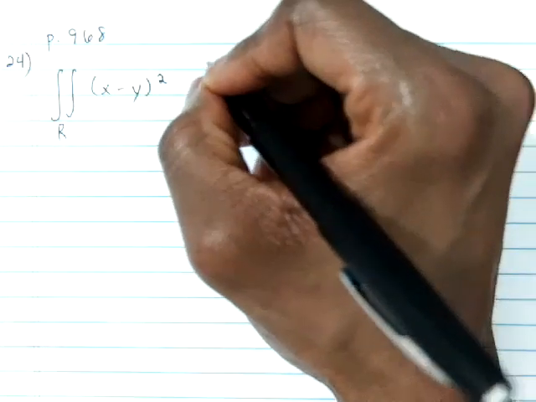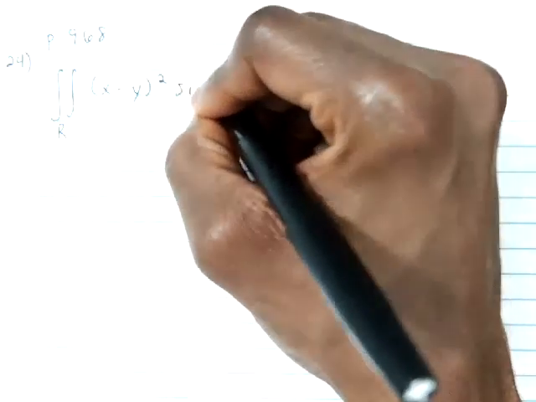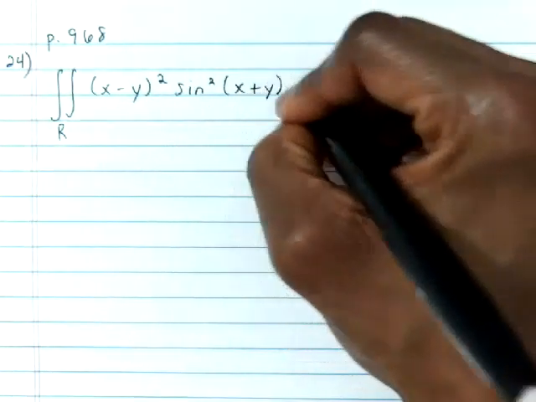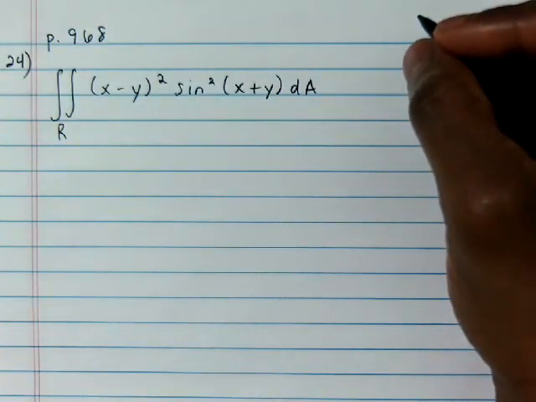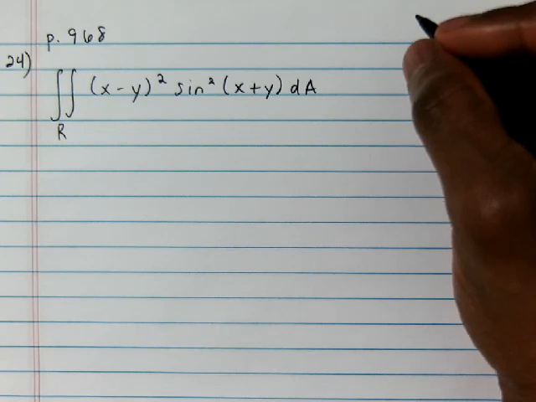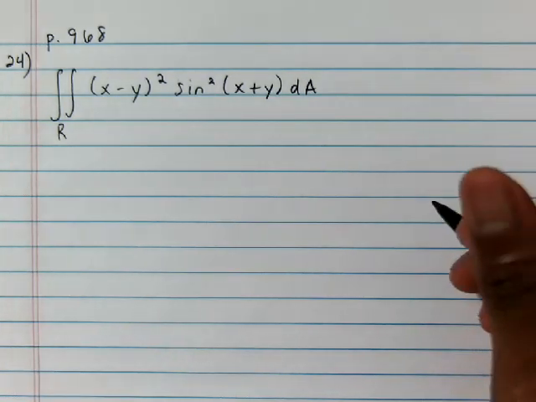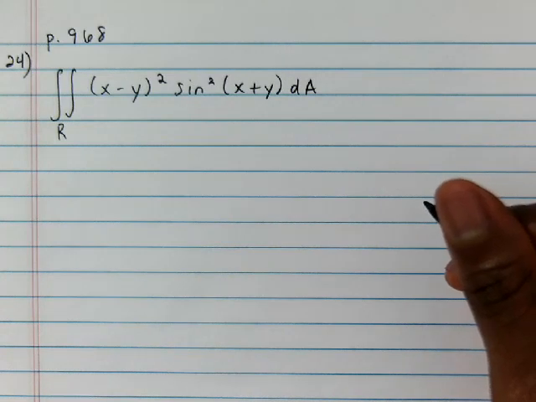So for 24, we're told to evaluate the double integral over R of (x minus y) quantity squared times sine squared of (x plus y) dA, where R is the region bounded by the parallelogram with vertices (pi, 0), (2 pi, pi), (pi, 2 pi), and (0, pi).